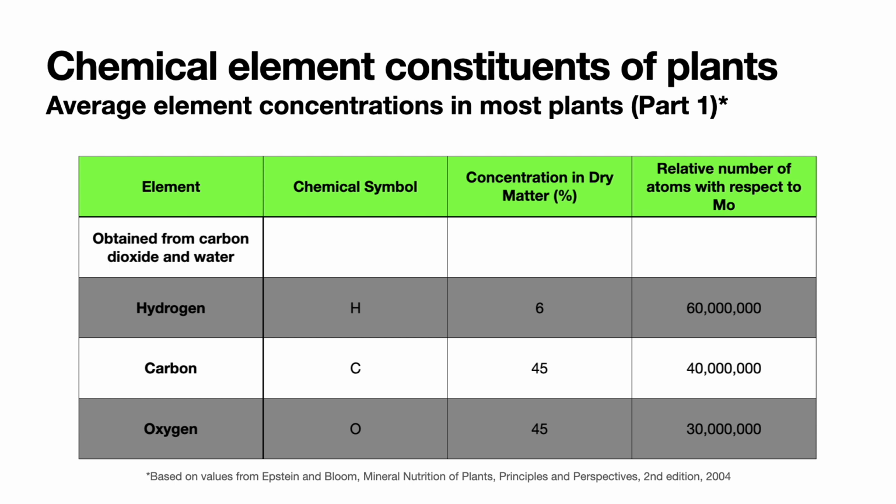Hydrogen has 60 million atoms relative to molybdenum and represents about 6% of the dry matter. Carbon represents about 45% of the dry matter and 40 million atoms relative to molybdenum. And oxygen represents 45% of the dry matter and 30 million atoms with respect to molybdenum. And these are obtained from carbon dioxide and water.